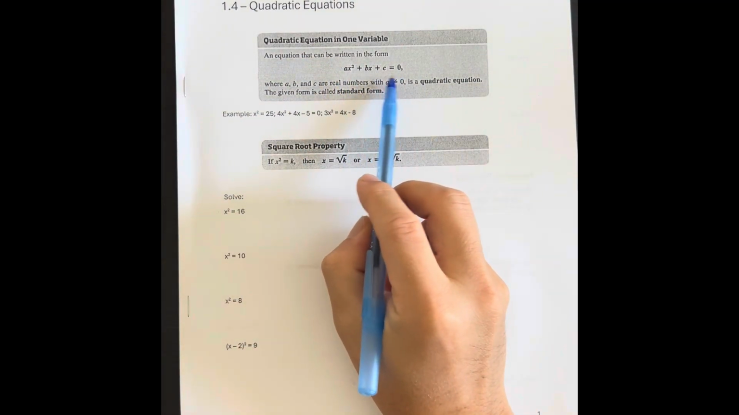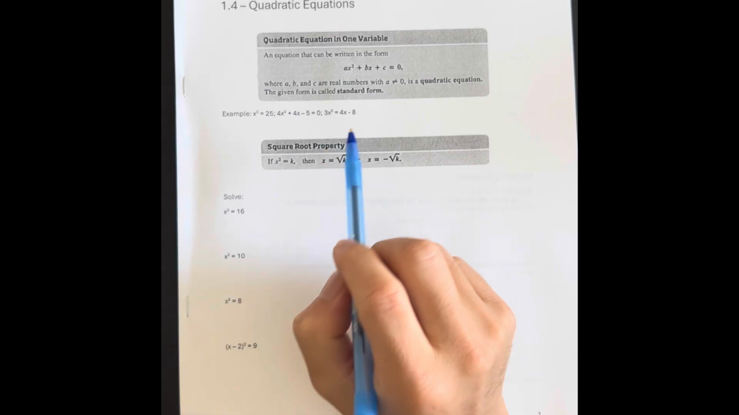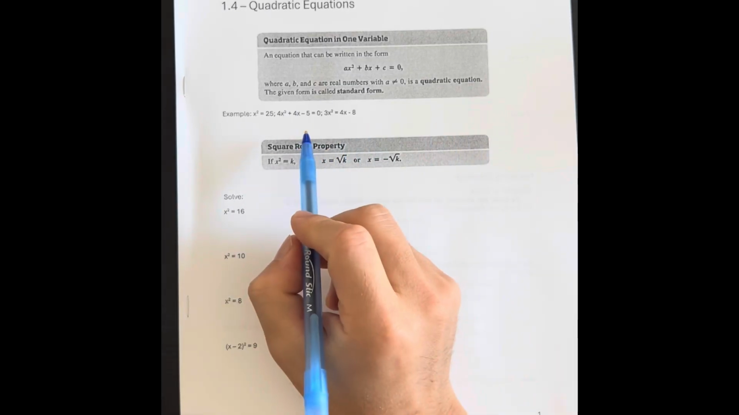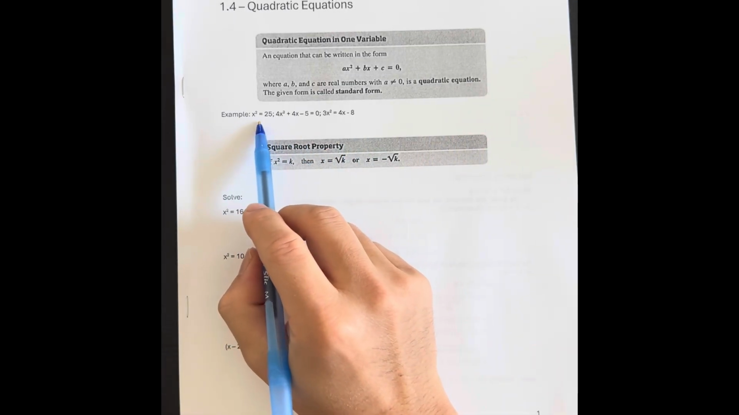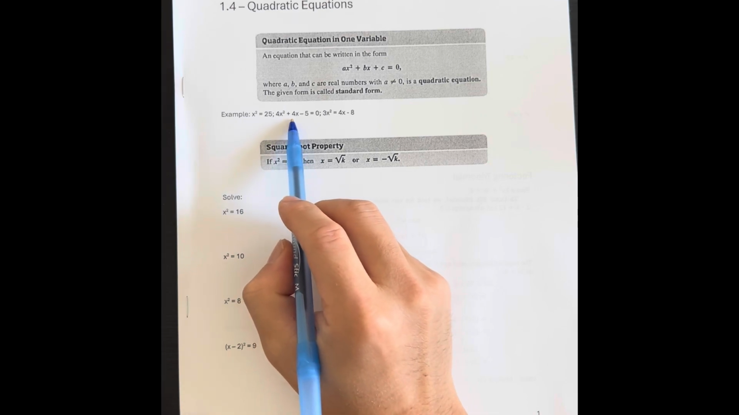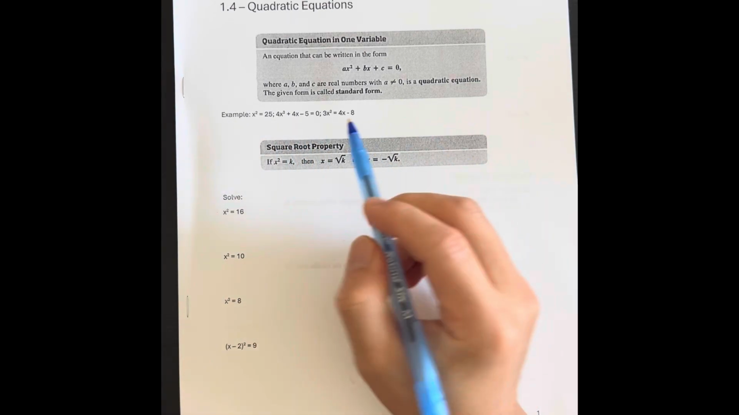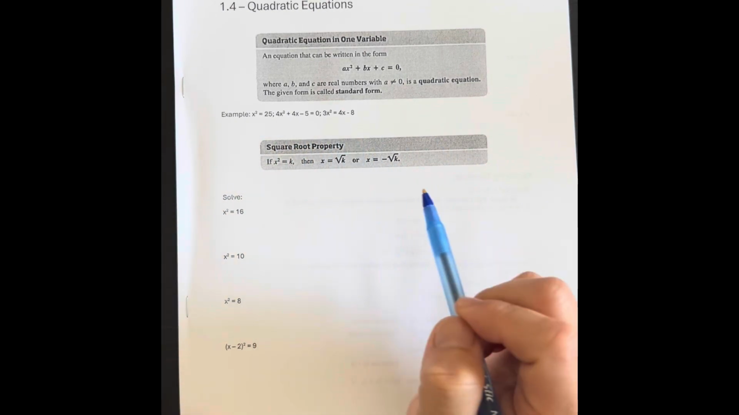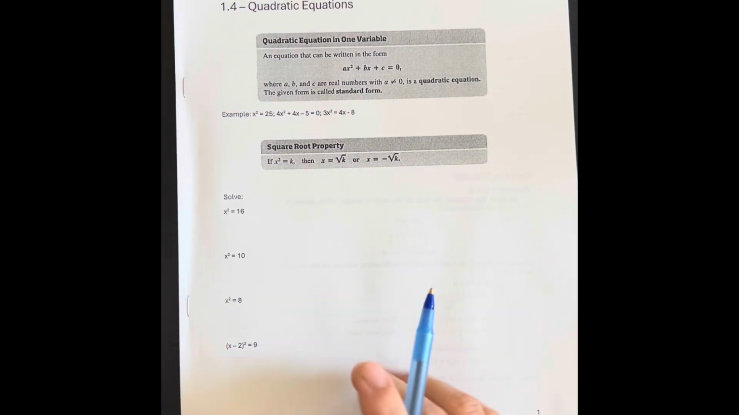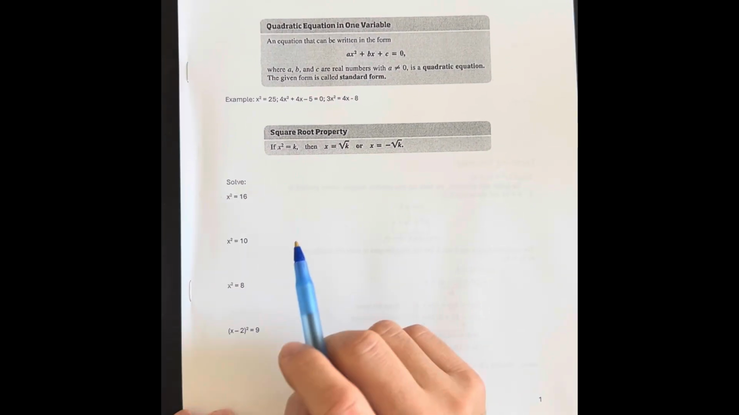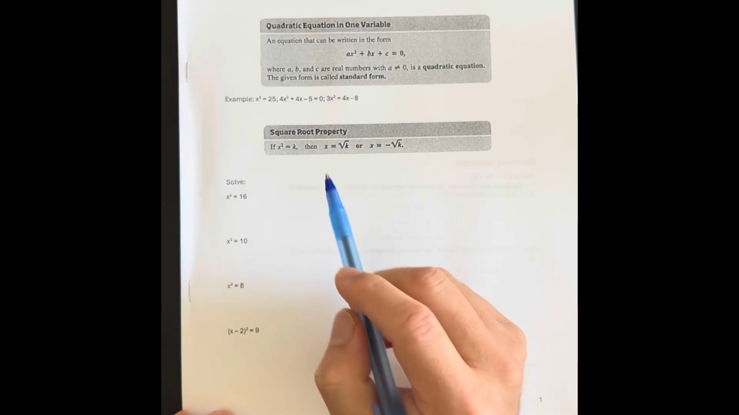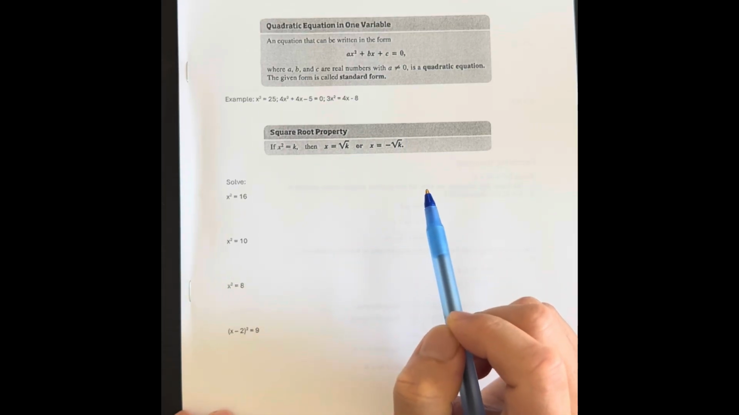This format is called the standard form, but it can also be written in different formats as well. For example, x squared equals 25, 4x squared plus 4x minus y equals 0, 3x squared equals 4x minus 8. And in this unit, we're going to learn how to solve this equation for x.